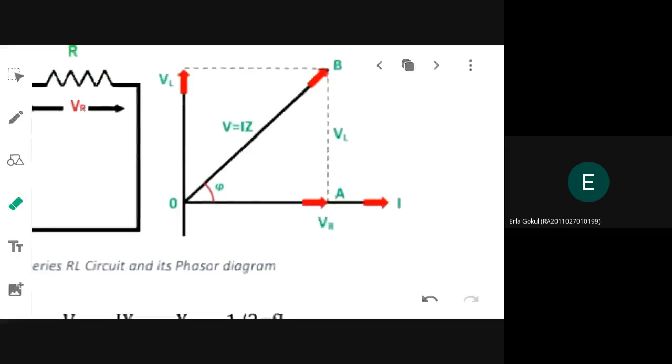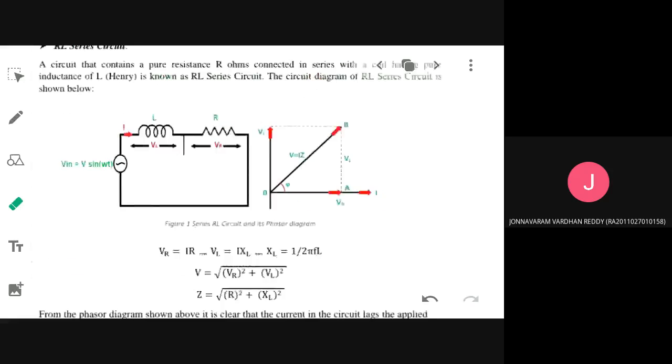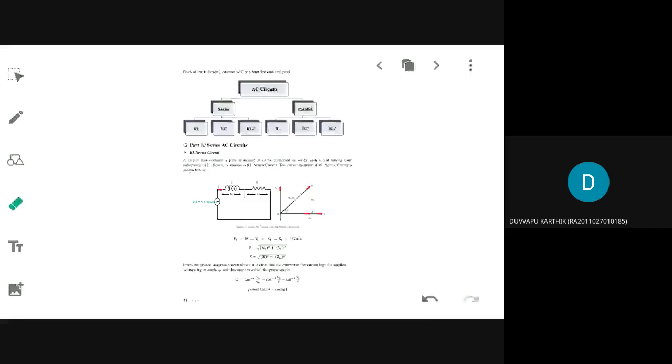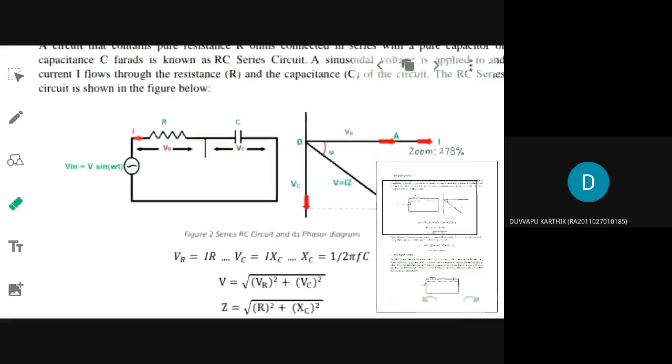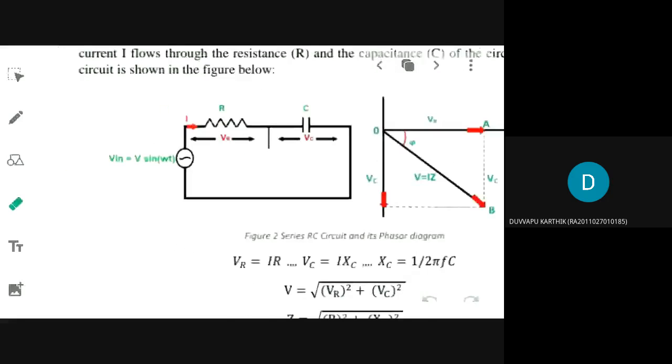So let us move on to series RC circuit. So this is my series RC circuit. Same way, instead of an inductor, now I am having a capacitor. All the other things are remaining the same. So again, what will be your VR, what will be your VC, what will be your total voltage, what will be your XC, and what will be your impedance in this case?